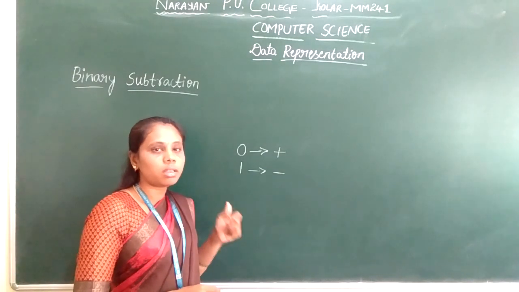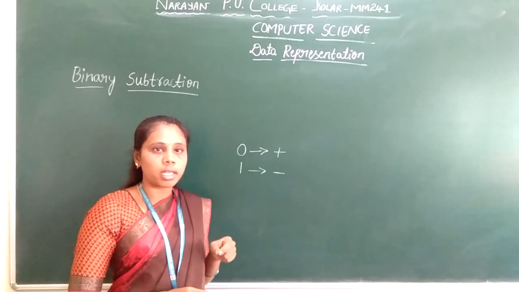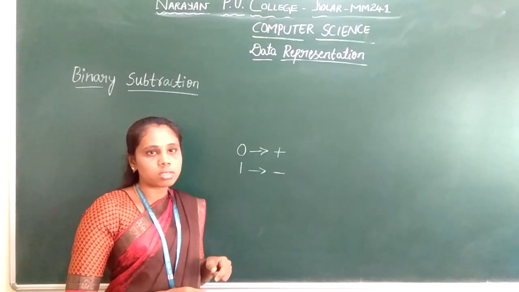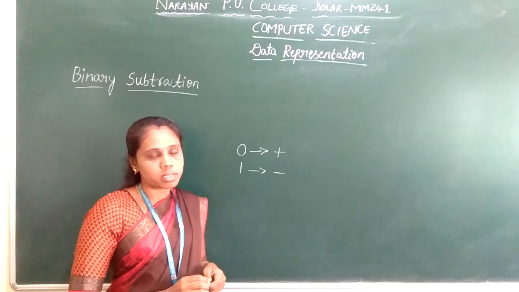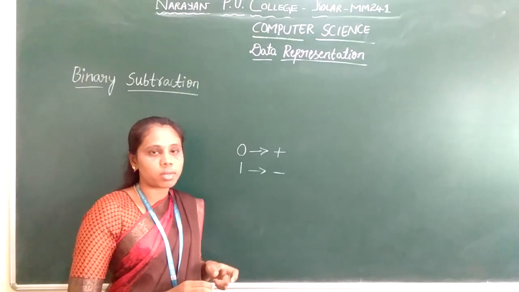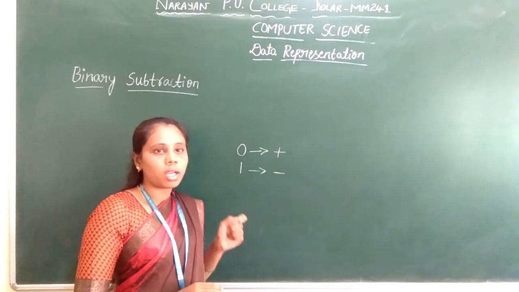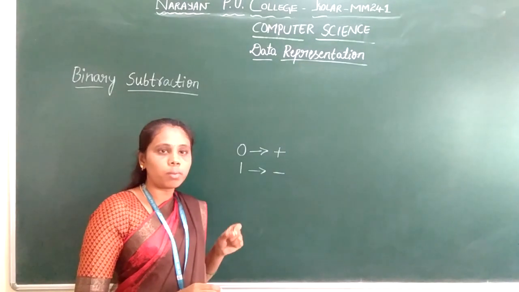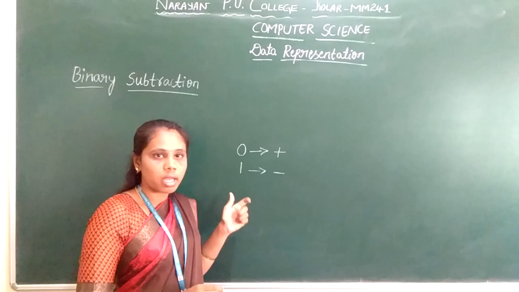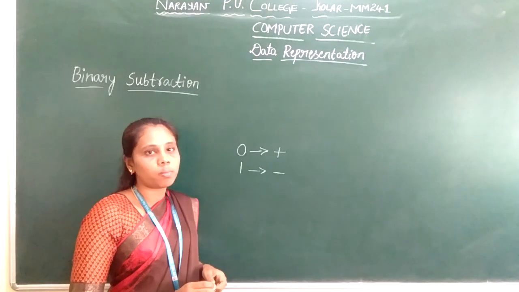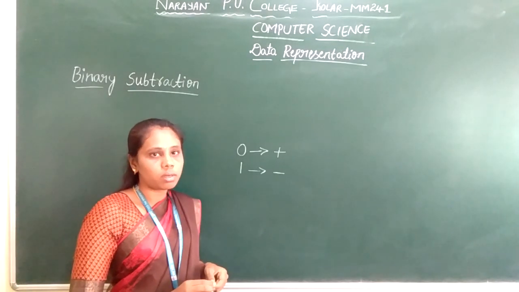In that we have seen three ways of representing negative numbers. The first one is sign and magnitude representation. In sign and magnitude representation, we have a total of 8 bits of memory. In that, one bit we call the sign bit, that is the MSB, and the remaining 7 bits we call magnitude bits.